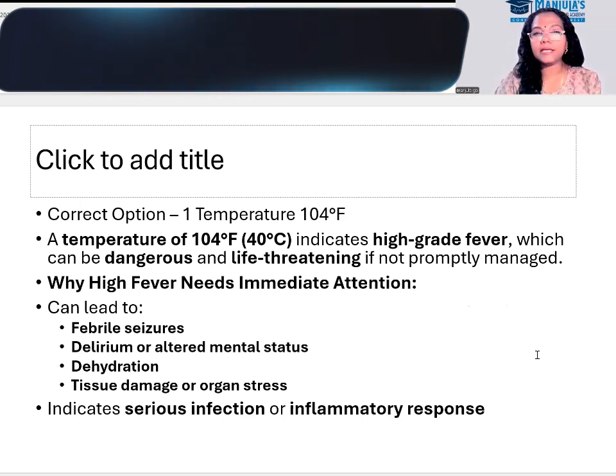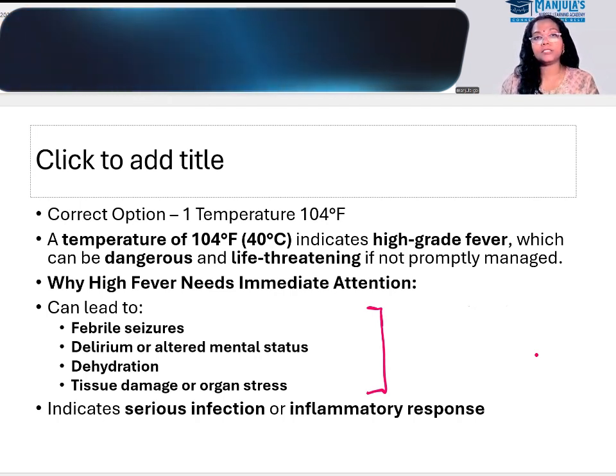Why? Because it is a high grade fever, right? So it can be dangerous and life threatening if you don't intervene properly. So why do we have to immediately intervene? This is because if the high temperature persists, it can lead to febrile seizures, right? Then second thing is it can lead to delirium or altered mental status. Again, when the body temperature is high because of the high fever, then the patient can go into dehydration because of the profuse sweating that happens. They can go into dehydration, and tissue damage or organ stress can also happen.